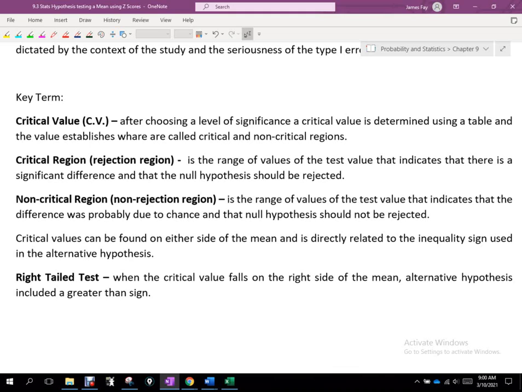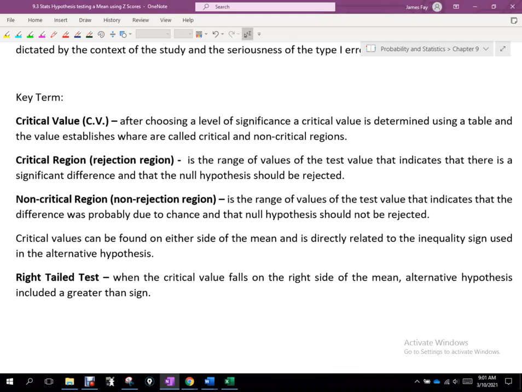And they're directly related to something like alpha over 2. Can you remember doing confidence levels of 95% in the middle, and then we had 2.5% to the left and 2.5% to the right? Those alpha over 2 regions can and will be critical regions for us when we work through these tests.